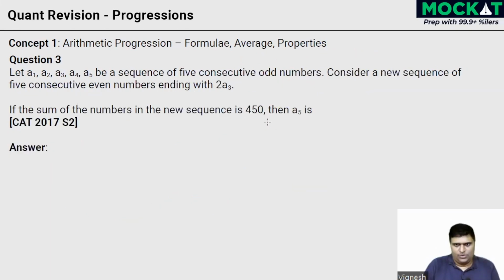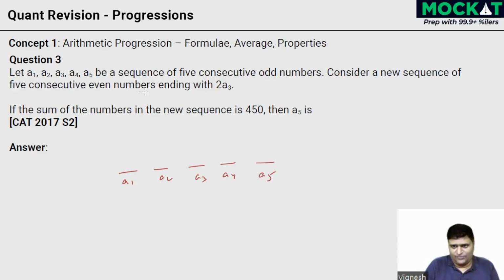So question 3 over here, right? So again from CAT 2017, some were easy, some were tough, right? So let's look at this. Let A1, A2, A3, A4, A5 be a sequence of 5 consecutive odd numbers. Fine. Common difference is 2 and they're all odd.